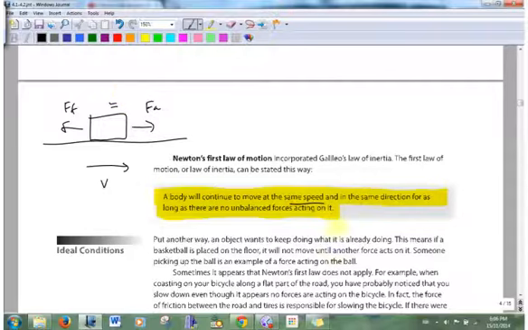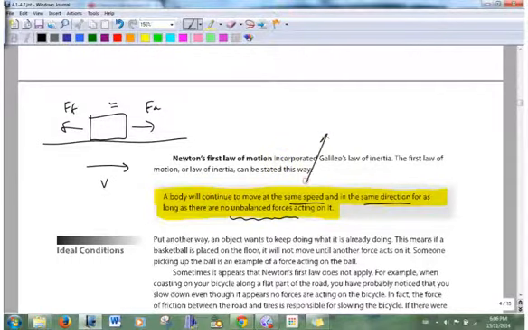Same speed, same direction. Once we have an unbalanced force, this is Newton's second law, which we'll talk about in a sec, then it will start to accelerate. But as far as the first law is concerned, it will move at the same speed in the same direction as long as there is no force.